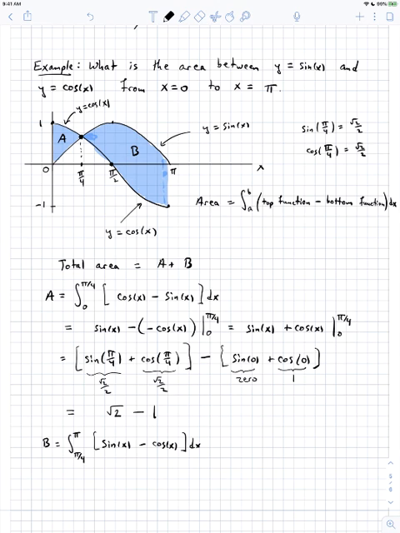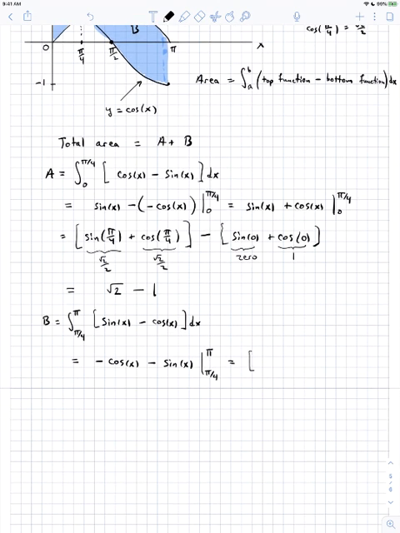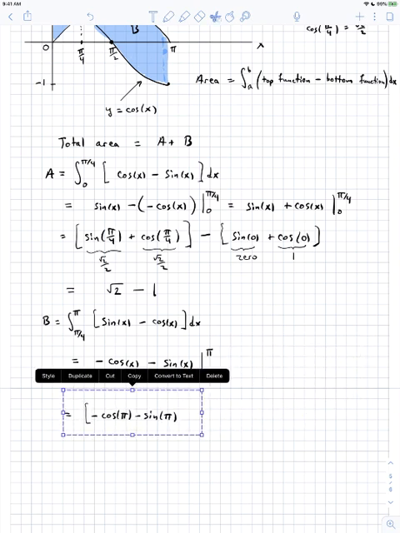So this is going to be equal, well, the antiderivative is the same, it's just now it's got a minus sign. So the antiderivative of sine is minus cosine minus the antiderivative of cosine, which is sine. So now it's minus cosine minus sine from pi over 4 to pi. So this is going to be minus cosine of pi minus sine of pi. And I'm not going to quite have enough room here, so let's just move all of this down like so.